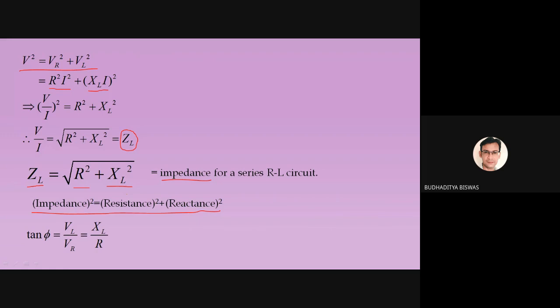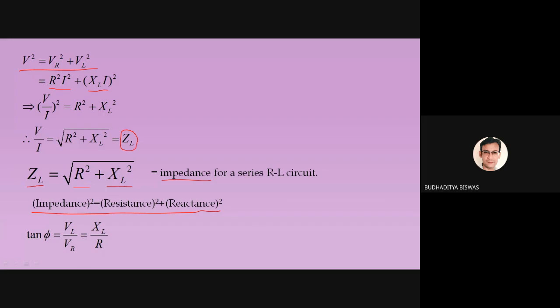That's why in case of an inductor or capacitor we use the term reactance, because an inductor stores energy in electromagnetic form and a capacitor stores energy in electrostatic form. If we take resistance square plus reactance square, whatever we get is called the impedance. Z represents impedance, R represents resistance, X represents reactance. All are capital: capital Z for impedance, capital R for resistance, capital X for reactance.